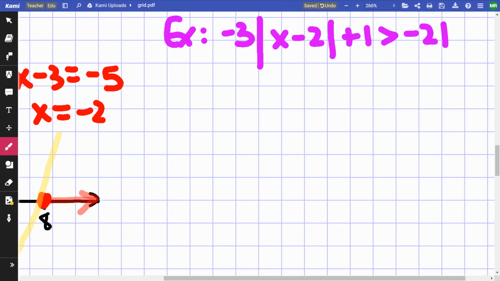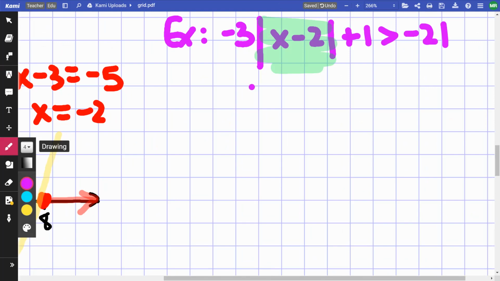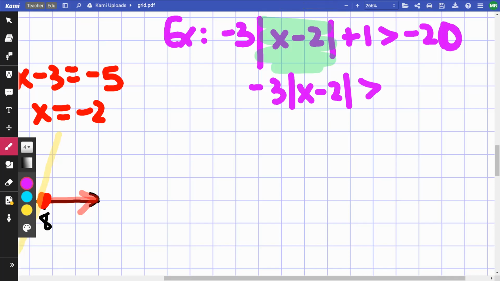I always want my absolute value isolated. I don't want it like this. I need to get my absolute value by itself. So I'm going to subtract 1 from both sides to get rid of that +1. Oh, I want this to be a 20. Sorry, I want that to be a 20. Okay, so I'm going to subtract 1 from both sides, and I get a -21.